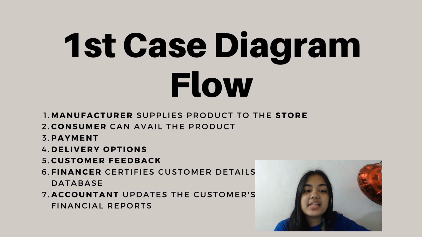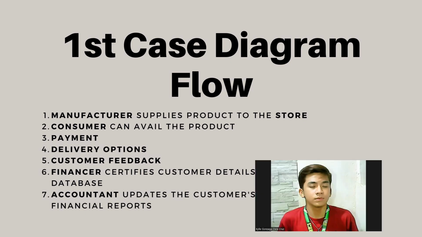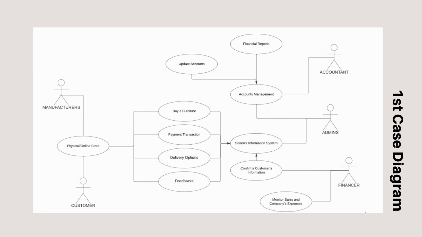All client processes will be routed through Sunea's information system, which is managed by the administrators or system staff. The financer is the next actor after the manufacturers, customers, and administrators. It also certifies the customer's information to the Sunea's information system because the information system is in charge of the databases that the company uses. The accountant will be the final actor, whose job is to update the customer's account and submit the financial report to accounting management. Overall, the case diagram effectively depicts the flow of the system and the customers of Sunea Furniture.